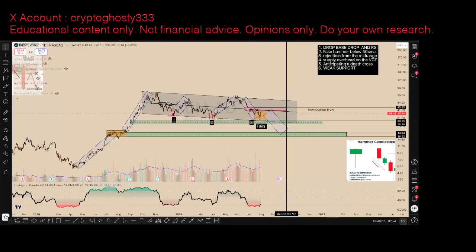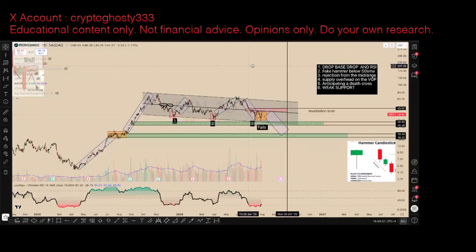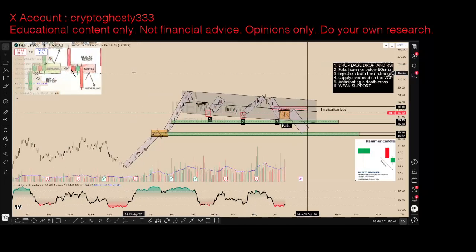Hey guys, so in this video, I'm gonna talk about 6 different factors that I'm seeing on IREN for more probability of bearish price action. So let's go over them, right? I found a very important technical pattern that would add weight for the bearish thesis. So I'm gonna go over the first one.